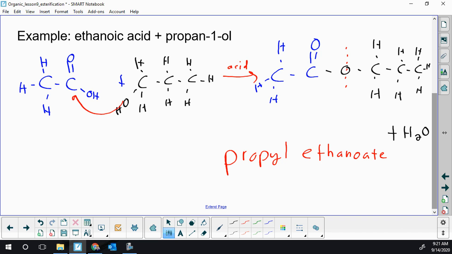Esters always make me think of oatmeal, like oate and oatmeal. I don't know why. This is no science connection, but I think of oats.